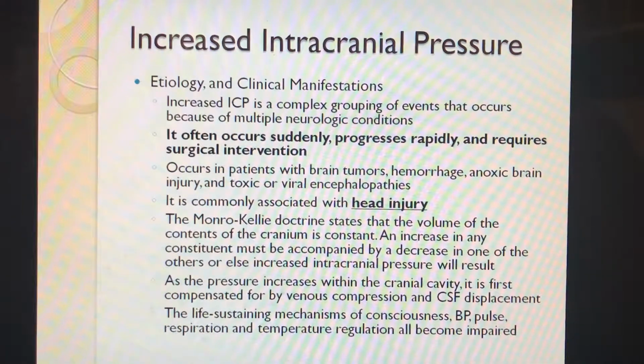And so the Monro-Kellie doctrine, it's basically stating that an increase in any constituent must be accompanied by a decrease in one of the others, or else the ICP is going to result. And as a result of the ICP, it increases within the cranial cavity. It is first compensated for by venous compression and cerebrospinal fluid displacement. And the life-sustaining mechanisms of consciousness, BP, pulse, respiration, and temperature regulation all become impaired. So that's just saying that things are happening because of the ICP. You're going to have loss of consciousness, your BP, your pulse, your vital signs, they're going to become impaired.